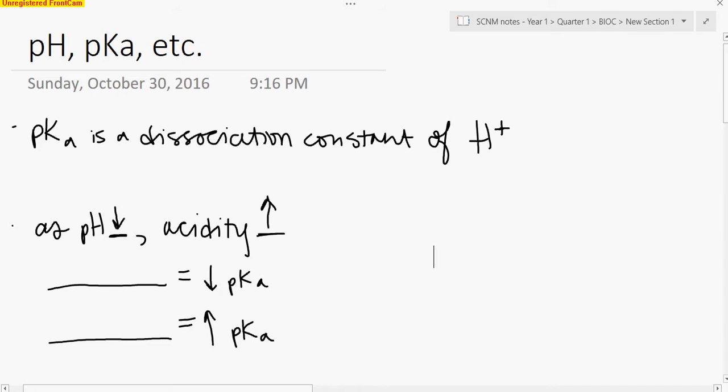Okay, so this video is going to be about pH, pKa, all of that goodness. So first off, what is pKa? Well, pKa is a dissociation constant, particularly of hydrogen ions. If you think about pH, that makes sense, because with pH, we're mostly concerned about the concentration of hydrogen ions anyways, so it just makes sense that in dealing with pH and pKa that we're concerned with the ability of hydrogen ions to dissociate.